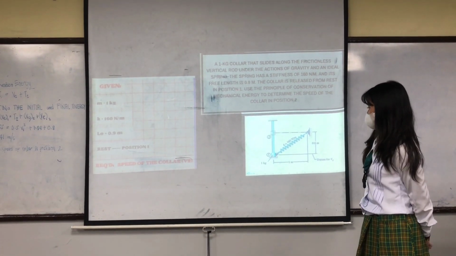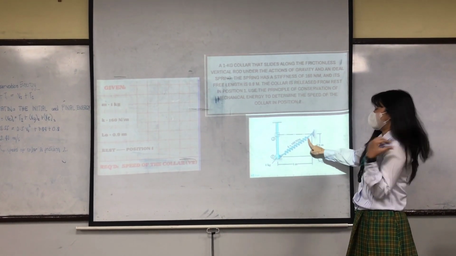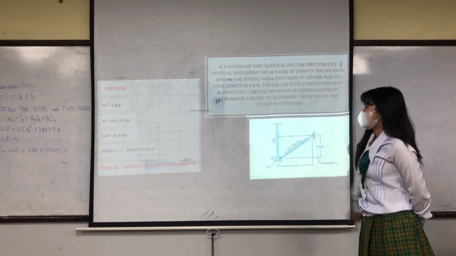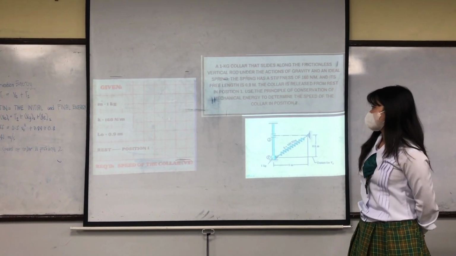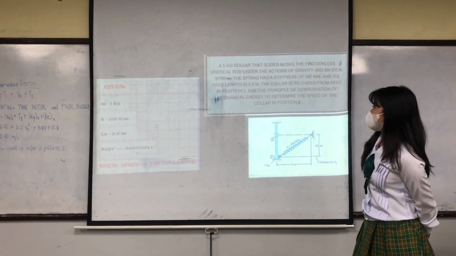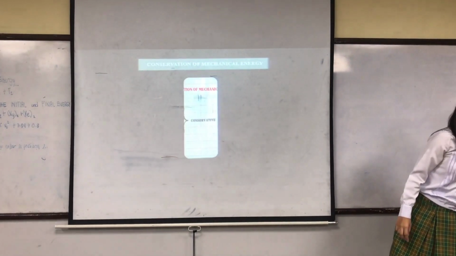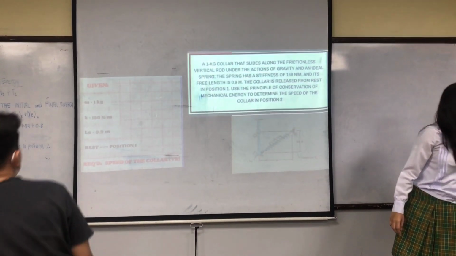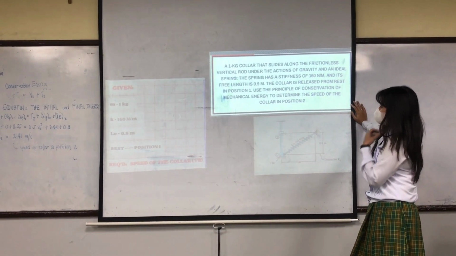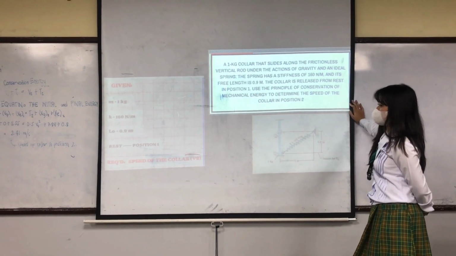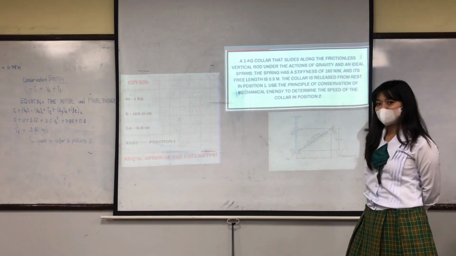What we have here is the collar that is connected to the spring, and we also have the vertical rod. But let's not dive into the solution yet. We need to get some information on the principle of conservation of mechanical energy, because what is required in the problem is to determine the speed of the collar in position 2. So Mr. Abraham will discuss the conservation of mechanical energy.